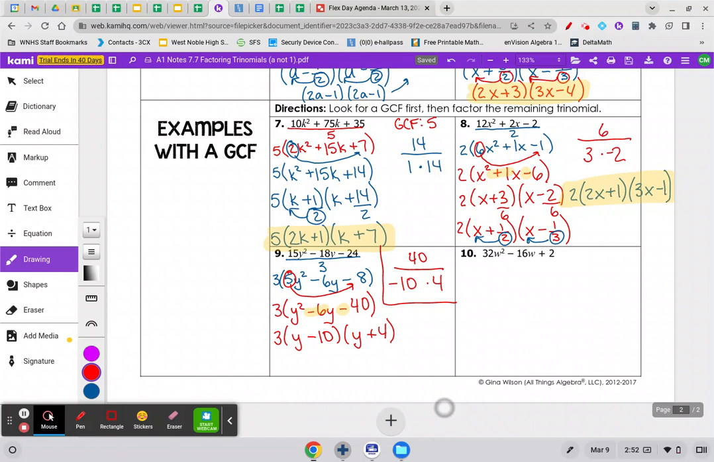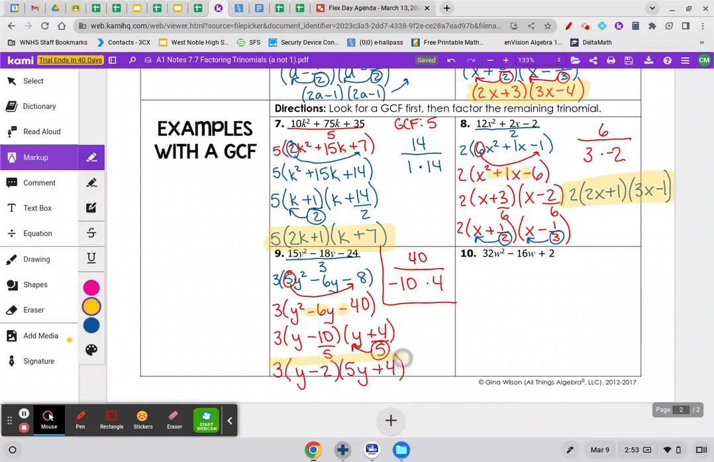I have to slide the 5 under. The first parenthesis is reducible completely, so we have 3 parentheses y minus 2, because 10 divided by 5 is 2. The second one, we have to slip it back up, 5y plus 4. And this is our factor here.